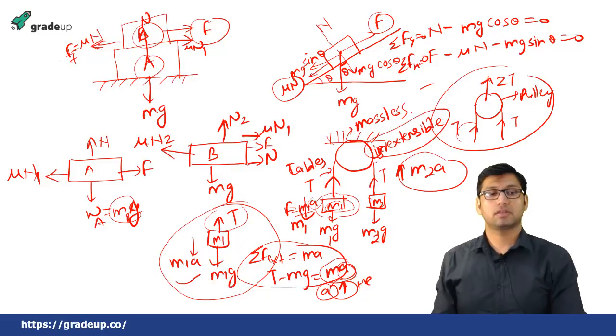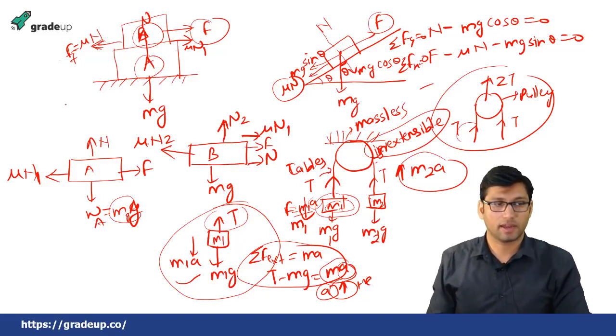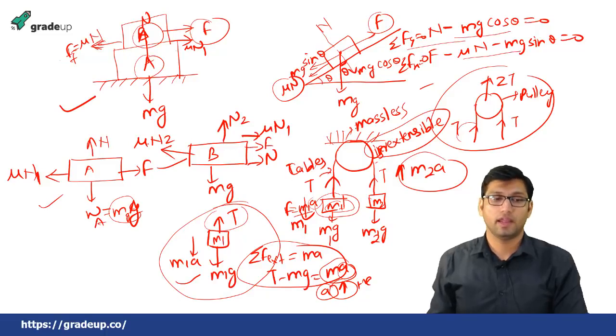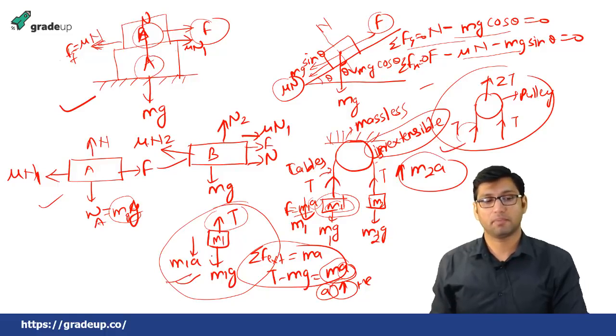So these are the different cases that we have studied. Two blocks are placed on a horizontal surface, and we have drawn the free body diagram of these blocks. If a block is kept on a wedge type surface or inclined plane, then this will be the condition of equilibrium of forces. If there is a pulley system, then this will be the free body diagram of the pulley and the mass.